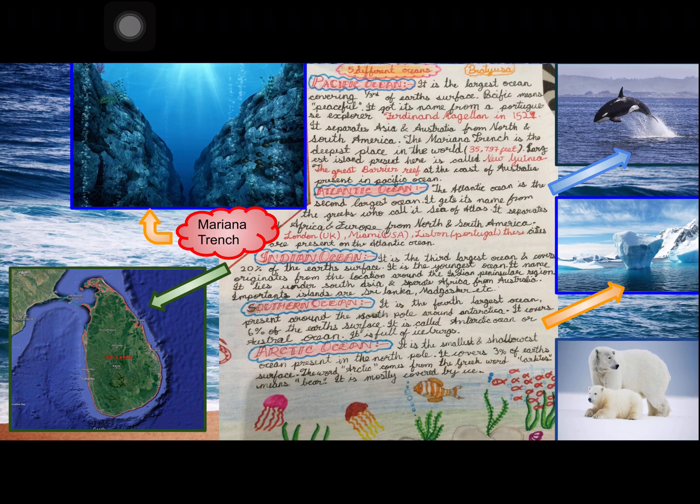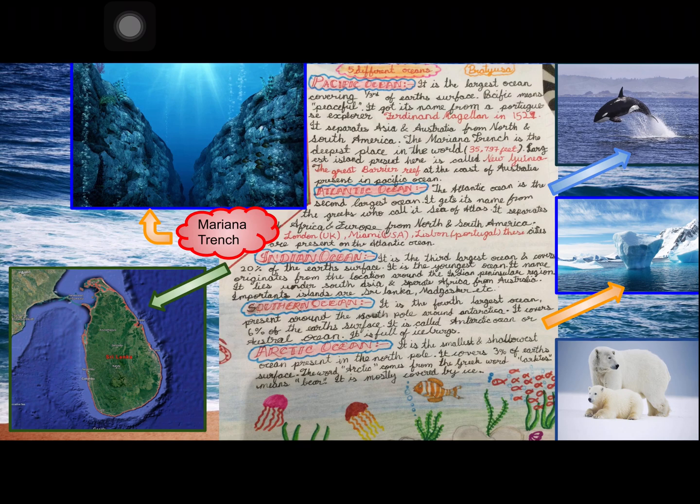So now let's talk about the Indian Ocean. The Indian Ocean is the third largest ocean and covers 20% of the Earth's surface. It is the youngest ocean, and its name originates from the location around the Indian Peninsula region. It lies on the South Asia and separates Africa from Australia. The important islands are Sri Lanka and Madagascar.